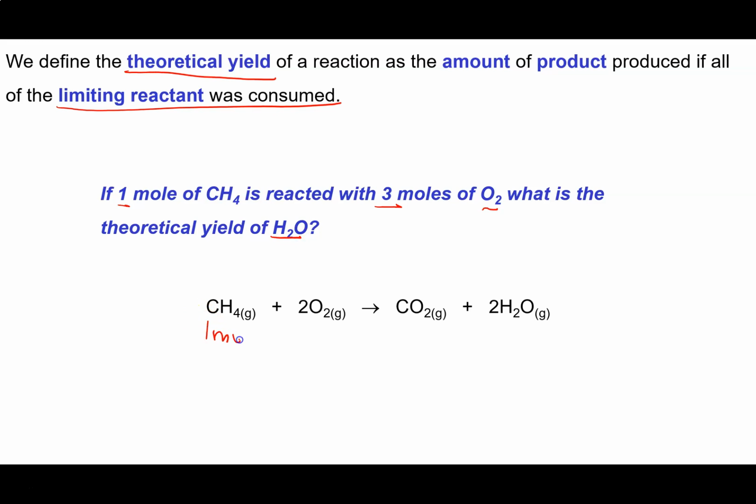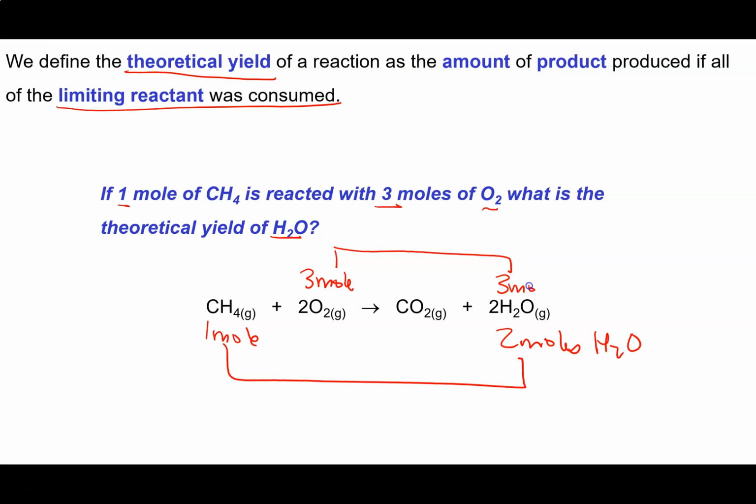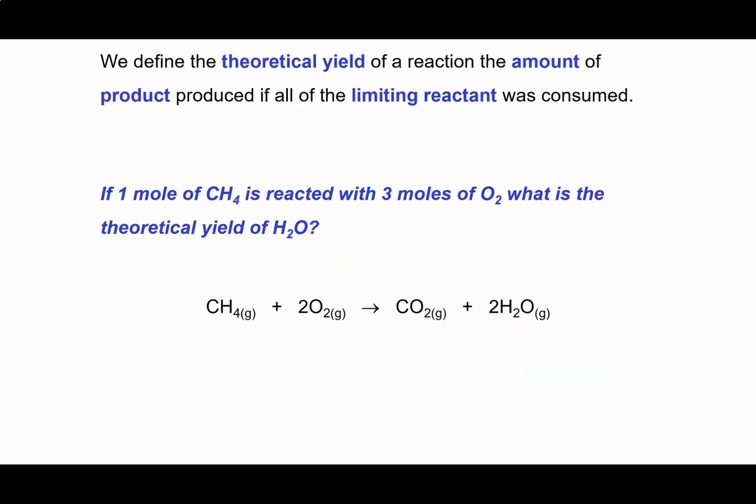So 1 mole of methane could at most give me 2 moles of H2O, right? And then 3 moles of O2, because they're in a 2-to-2 ratio, would give me 3 moles of H2O. So the maximum amount of H2O that I can make is 2 moles. The reason is that methane is the limiting reactant. Once I've made 2 moles of water, I haven't got any more methane left and the whole reaction stops. So my theoretical yield is going to be 2 moles of water.